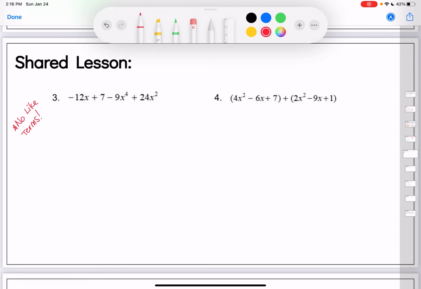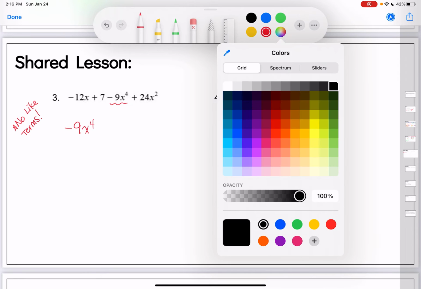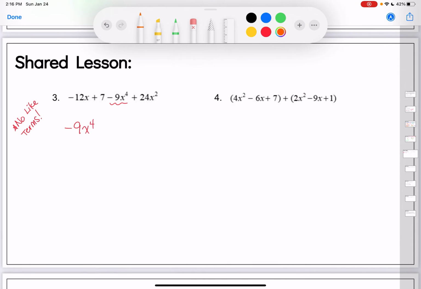So the highest degree was my x to the 4th. So negative 9x to the 4th will come first. Then I have my x squared, looks like that's next, plus 24x squared, minus 12x, and then finally plus 7. So if there are no like terms, that's okay. Just make sure that you write your answer in standard form. And that was a really good practice of writing in standard form because we hadn't really hit that too much so far in this lesson.